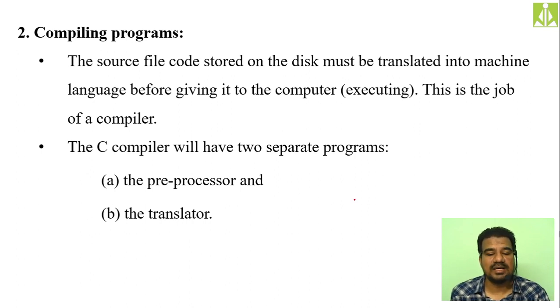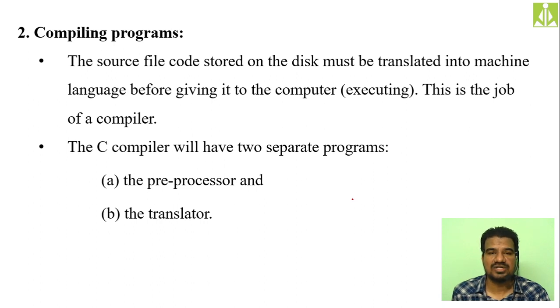The source file is written and stored onto the disk. It must be translated into machine language, because the source file has all high level language instructions, high level language statements. Those high level language instructions must be translated into machine language before giving them to the computer, or to the CPU, the central processing unit of your computer, for processing or to see the output. So this is actually the job of your compiler.